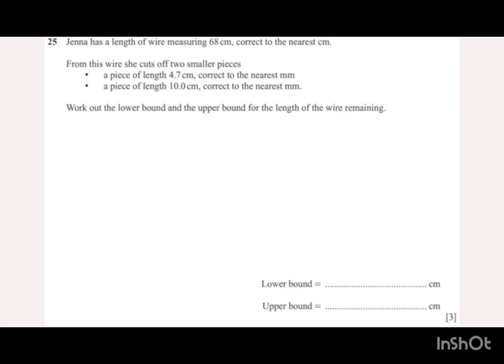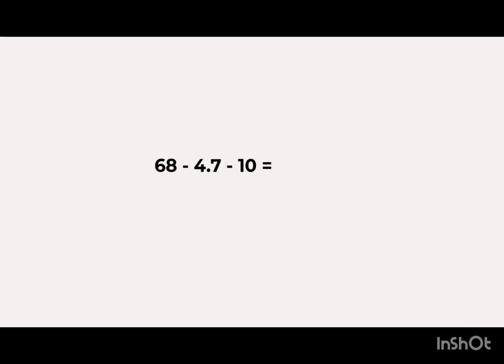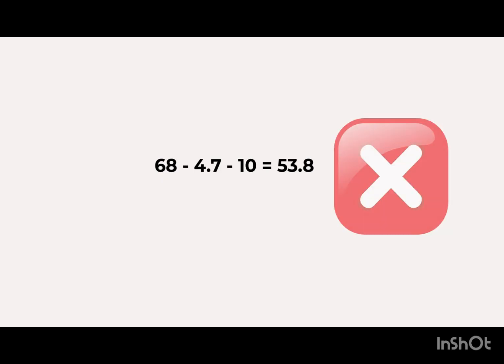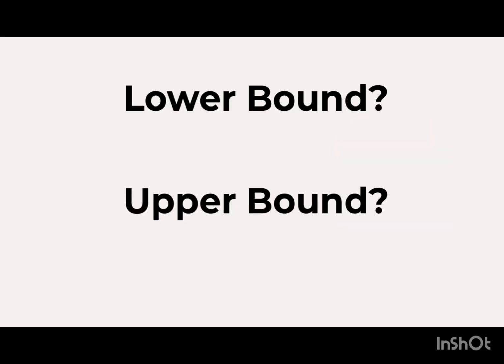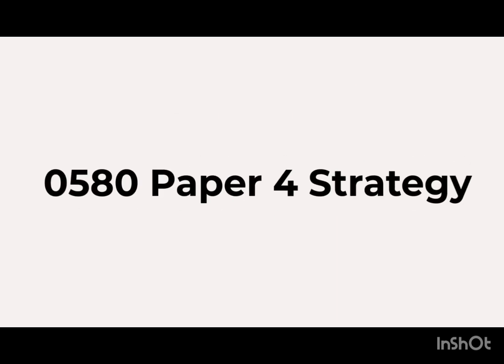This looks like a simple subtraction question, but it's actually one of the easiest ways to lose marks in the 0580 exam. The moment you see "correct to the nearest", this question stops being arithmetic and becomes a bounds problem. If you just subtract the numbers like this, you've already lost the marks. To get the correct answer, you need to think like an examiner and find the extreme possibilities. Let's break down this exact question from the 2025 paper, step by step.